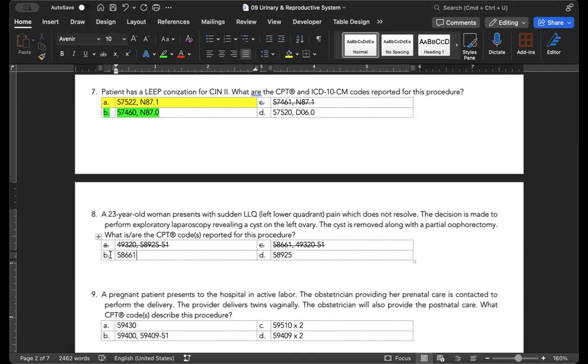So we should use B, 58661, because this is a laparoscopic procedure versus 58925, which is an open procedure. Okay. Any questions on that one?